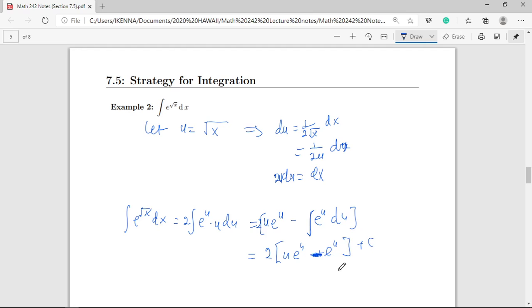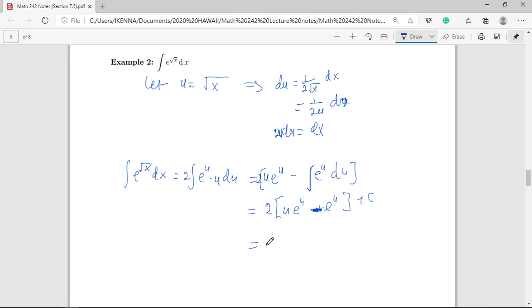c. Well, what's my u? Go back to my u. This is going to be 2 times square root of x times exponential of square root of x, minus exponential of square root of x, then plus c. So my integral here becomes this. I know this because whenever I have a radical sign that contains a linear function, I can make a u substitution with u equal to this.